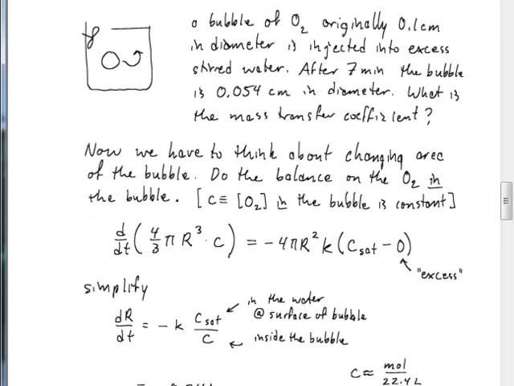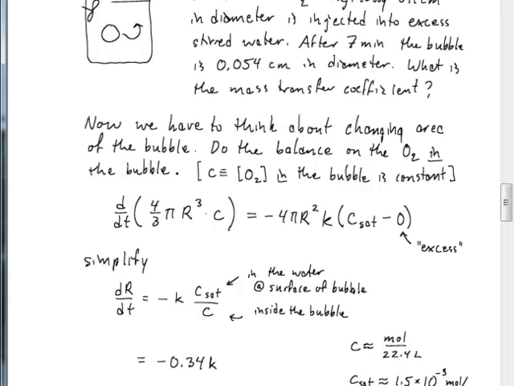What if we now turn and do mass transfer from a bubble? Okay, so if we have a bubble that's originally 0.1 centimeters in diameter and it's injected into excess stirred water, so we're going to be able to assume, because water is in excess here, that as oxygen from this bubble dissolves into the water, the concentration of oxygen in the water remains 0 for all time. And after 7 minutes, the bubble reaches 0.054 centimeters in diameter. What is the mass transfer coefficient is the question.